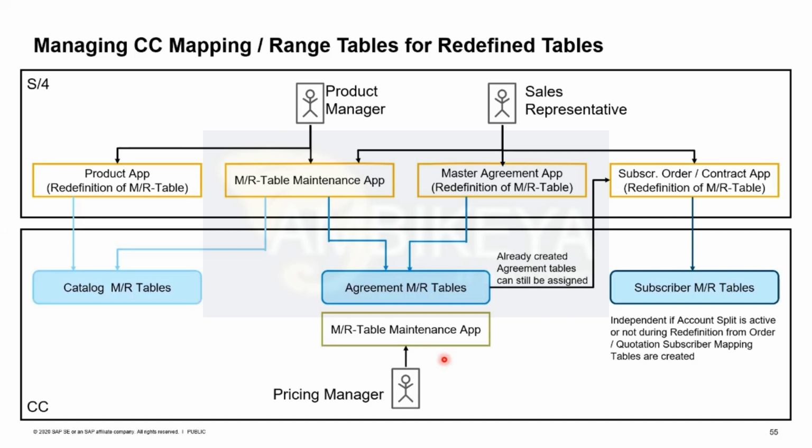So this is how it was. From a product manager role, when you are modeling your products, you can redefine your tables. This creates an agreement table because this can be reused. But when you're creating it from a master agreement and redefining, this also needs to be reused. It still creates agreement tables. But in a subscription order, when you're redefining, this becomes very specific to that contract and has no option to reuse. And in this case, now we create a subscriber mapping.